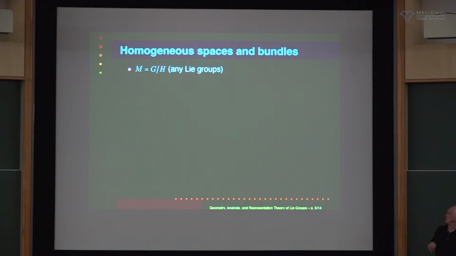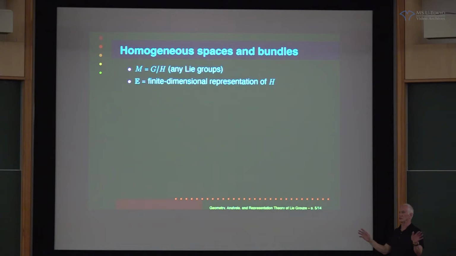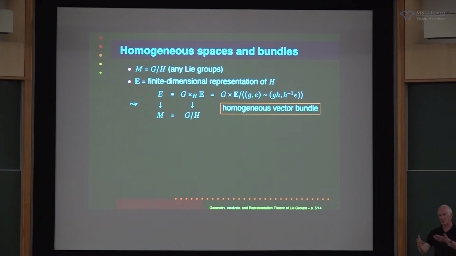Suppose you've got any homogeneous space like that. No special structure, not Riemannian, anything. Just G mod H for any Lie groups G and H, and you have a finite dimensional representation of H. I'm only myself really comfortable with finite dimensional representations. So here we are. E is a finite dimensional representation of H. Then you can build from that a homogeneous bundle.